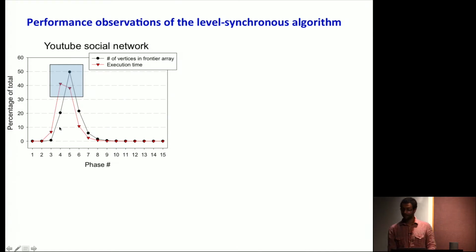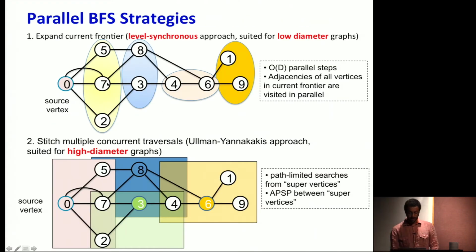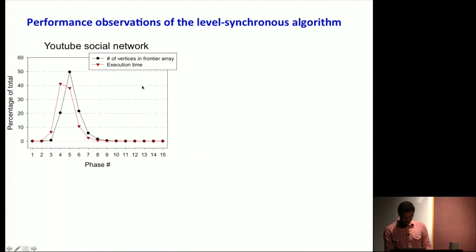By the way, I haven't defined frontier, so let me do that first. In a level synchronous algorithm, the frontier is defined as the current active set of vertices. In the first iteration, the frontier is 5, 7, and 2 in this graph, and 8 and 3 in the second iteration, and so on. The number of vertices in the frontier and the execution time are pretty much correlated. But what you see here is, even though the algorithm takes 15 steps to finish, the bulk of the work is in 2 or 3 steps, where most of the vertices are explored.